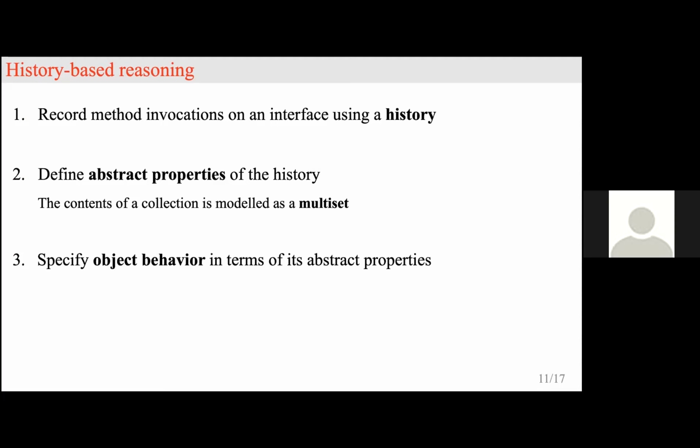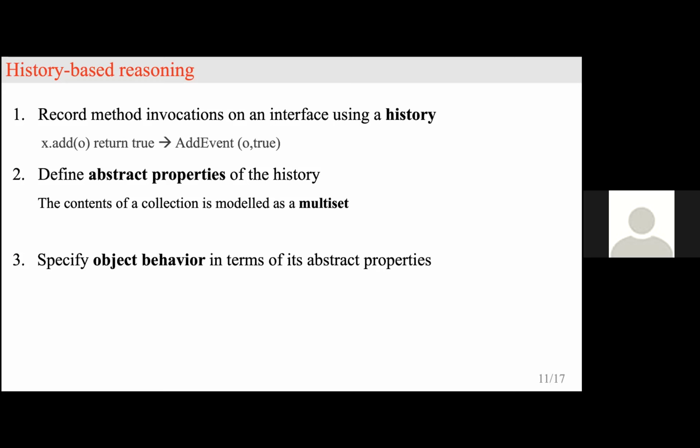The first step, we record method invocations on an interface using a history. For example, we can say X is an interface and O is an object. If we want to add an object to interface X, and the return value is true, we can say that it's an add event. The parameter is the object O, and the return value is true. We can say that this is an event in a history.